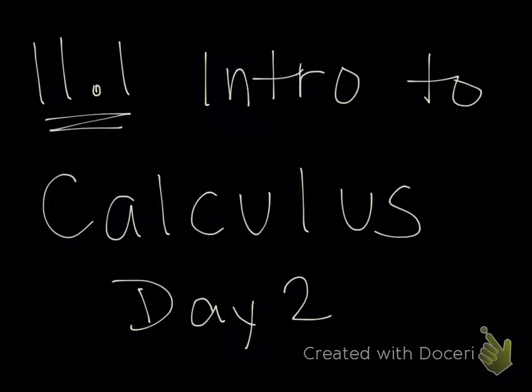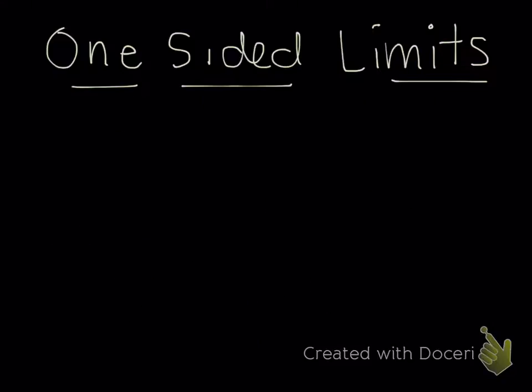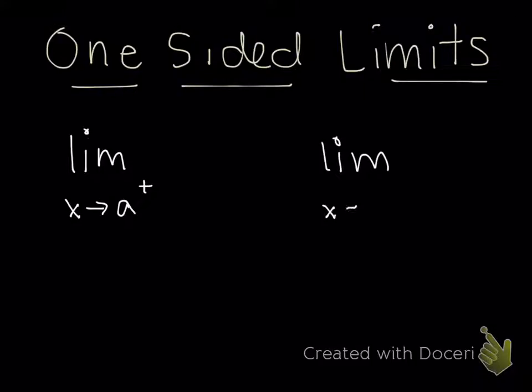Today we're doing, again, section 11.1, Intro to Calculus, but this is going to be our second day in the section. So today we're going to discuss approaching limits from one side. So you're going to see different notation. For example, assuming a is a number, you'll see a little plus sign, and then you'll see a little minus sign.